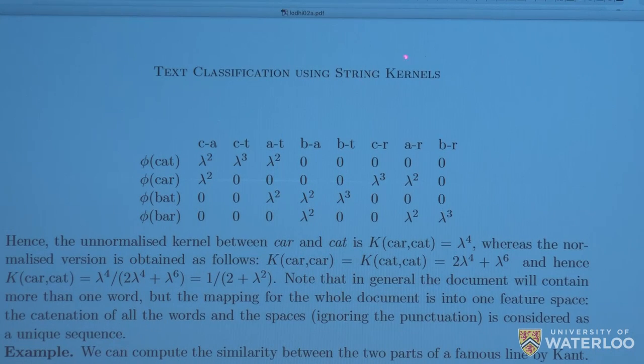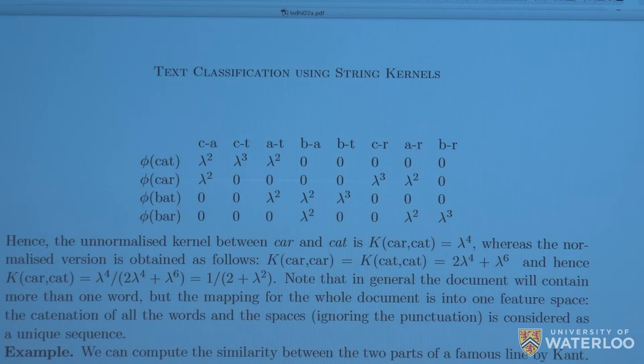So for instance, in cat, we have CA. That's essentially a substring of size 2. So I'm going to have lambda raised to the power of 2. But then CT is also present. But now we need to look at a string of size 3 to find CT. And therefore, I'm going to raise that to a power of 3.